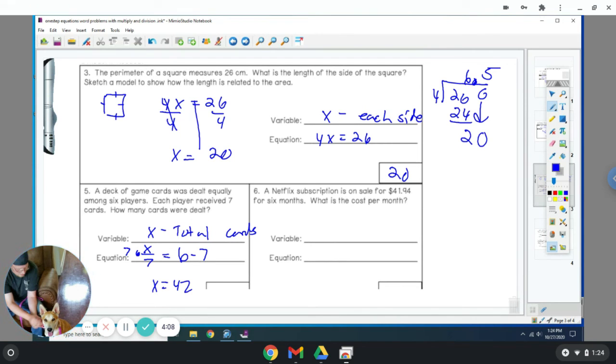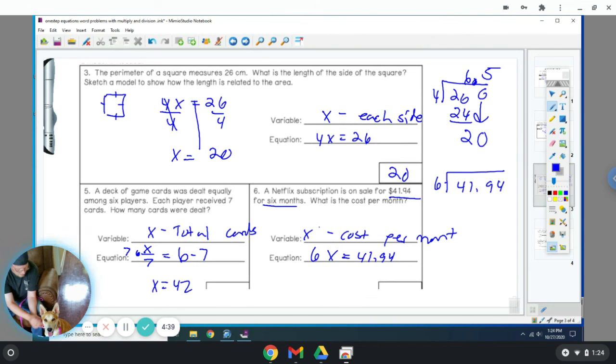A Netflix subscription is on sale for $41.94 for 6 months. What's the cost per month? So you know your x is the cost per month. And you're doing this for 6 months. So you do 6 times x is equal to $41.94. So you probably already assume that you're going to divide 6 into $41.94 to figure out how much it costs per month.